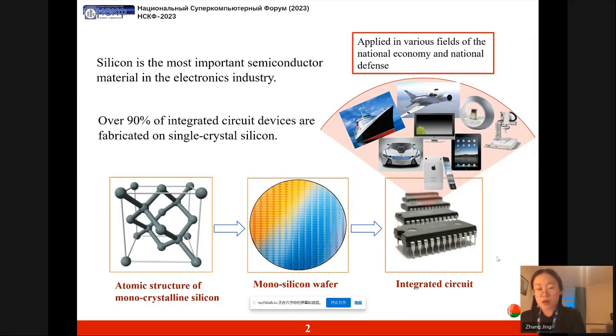Monocrystalline silicon is widely used in the semiconductor industry. Over 90% of integrated circuit devices are fabricated on it. The purity of the crystal structure is very important for the stability of electrical properties.